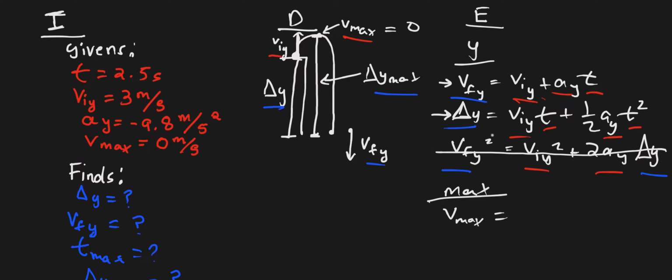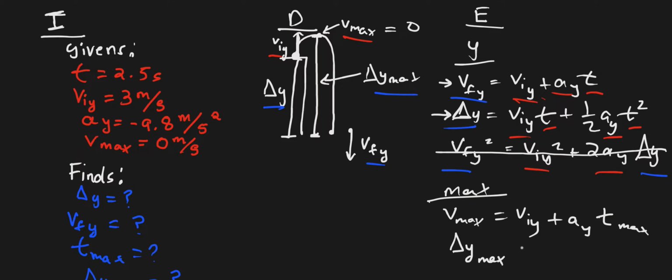And this is going to be equal to v initial in the y, it's still being launched from this position, plus the acceleration in the y, same acceleration, and then the time, but not the time that it takes all the way, but the time it takes to reach the max, which is t max. This is our first equation. The second equation is going to be delta y max.